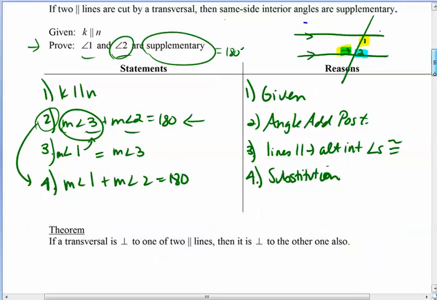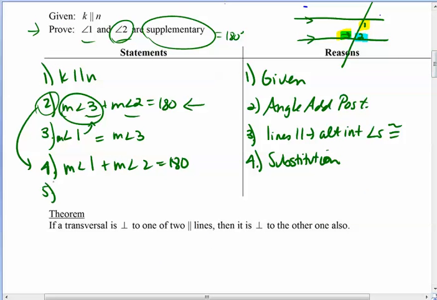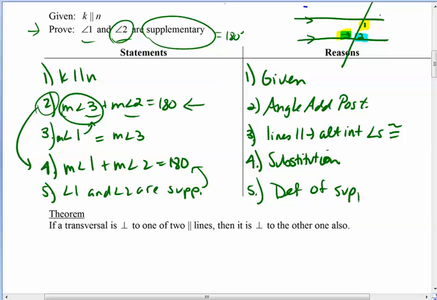And then finally, I do have to write this sentence down. Angle 1 and angle 2 are supplementary. And the reason they are supplementary is because they add to 180. That's the meaning of the word. Therefore, the reason is definition of supplementary angles. Okay.